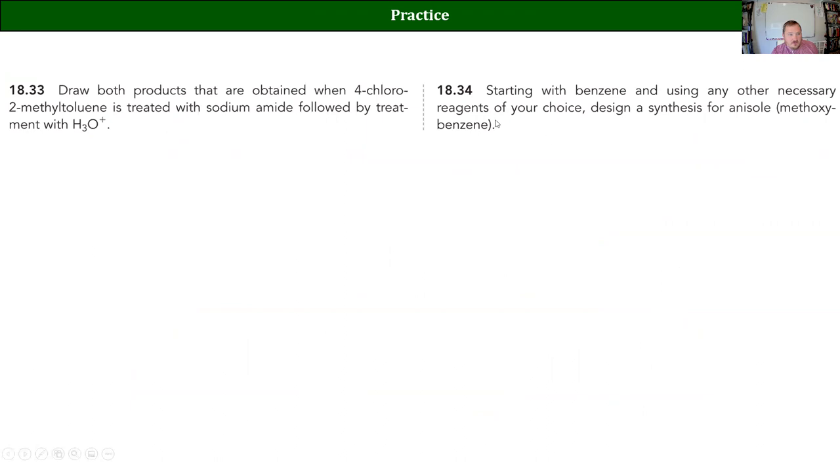All right, here's another maybe easier synthesis question. If we want to make methoxybenzene, common name anisole, how do we start from benzene to make anisole?